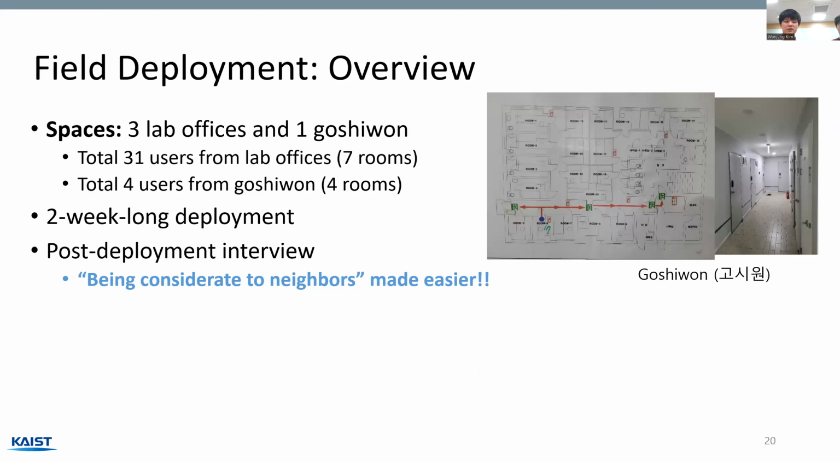So we prototyped this SAG system and deployed it to 3 real-world high-density spaces, 3 offices and 1 go시원. go시원 is a highly packed residential accommodation common in Korea. The right picture shows the go시원 where we deployed the system. We deployed SAG for 2 weeks and interviewed our participants after that.